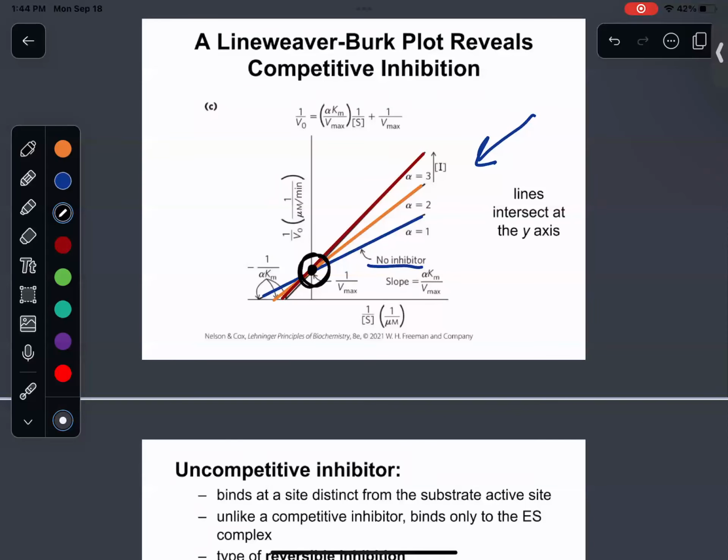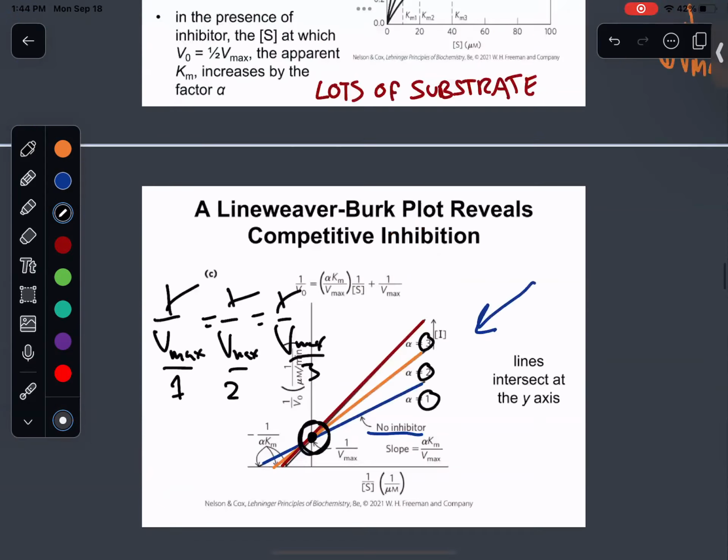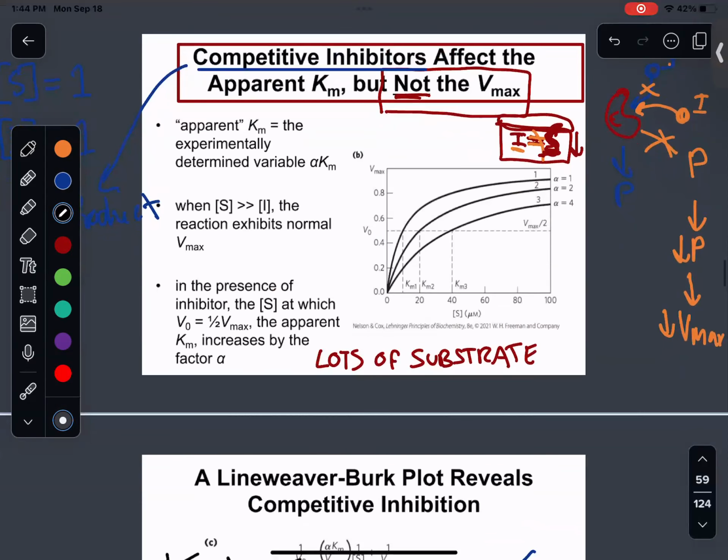Here, this is for 1, 2, and 3. They have the same V max. And that kind of makes sense, right? Competitive inhibitors affect the apparent Km, but not the Vmax. So the Vmax is unchanged. Vmax unchanged, the same thing. And that's important.